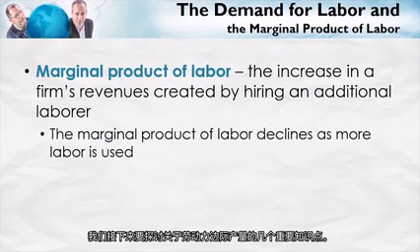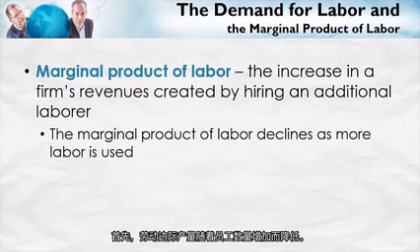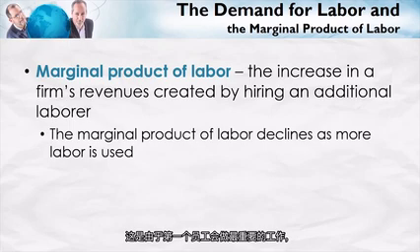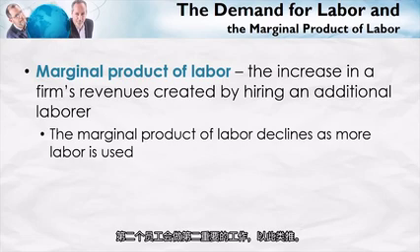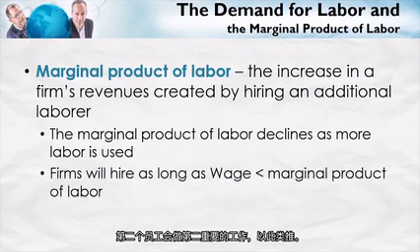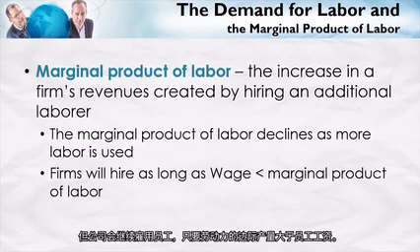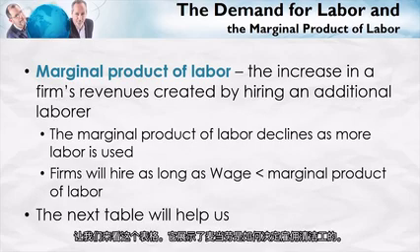And we're going to see several important things about this marginal product of labor. First, it declines as more labor is added. And this is because the first laborer goes to the most important task, the second laborer goes to the second most important task, and so forth. Moreover, firms will hire workers, laborers, as long as the wage is less than the marginal product of labor. Let's take a look at this in a table.